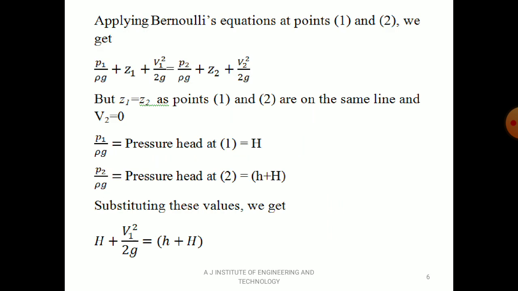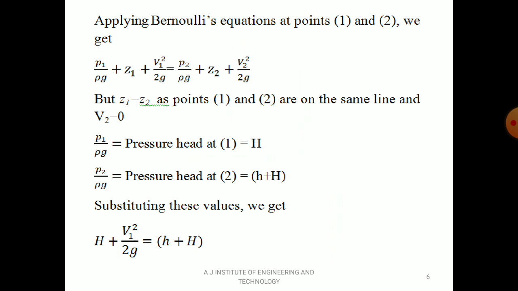Applying Bernoulli's equation at points 1 and 2, we get P1 divided by rho g plus Z1 plus V1 square divided by 2g, that is equal to P2 divided by rho g plus Z2 plus V2 square divided by 2g. But Z1 equal to Z2 as points 1 and 2 are on the same line, and V2 equal to 0. I discussed that these points 1 and 2 should be considered on the same level. As a result, the elevations Z1, Z2 are the same. So Z1 minus Z2 is equal to 0.